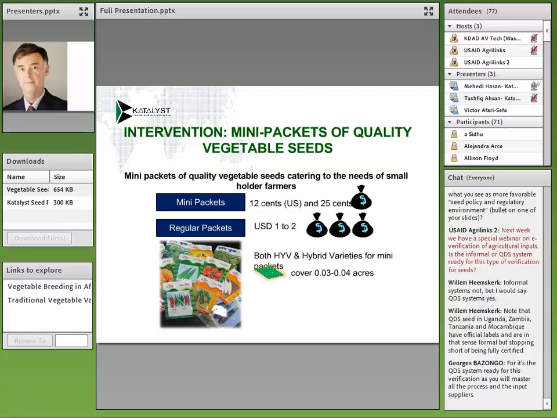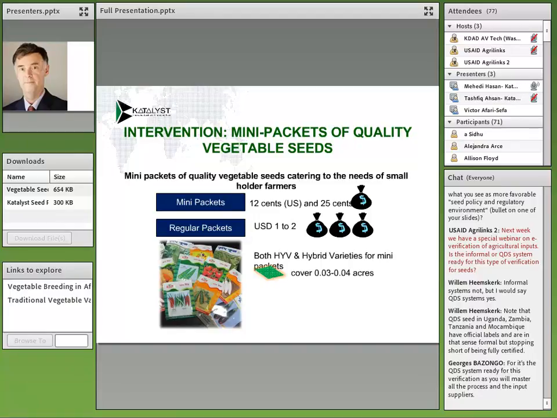The idea was very simple. They could sell more seeds, probably to an untapped section of the farmers, if they had appropriately sized and priced products. And it would also reduce the opportunities for adulteration by distributors, retailers, and vendors. And it was basically identified as a major interest of the seed company. So mini packs for 35 varieties, which would cover around 0.03 acres to 0.04 acres, were introduced in the market.